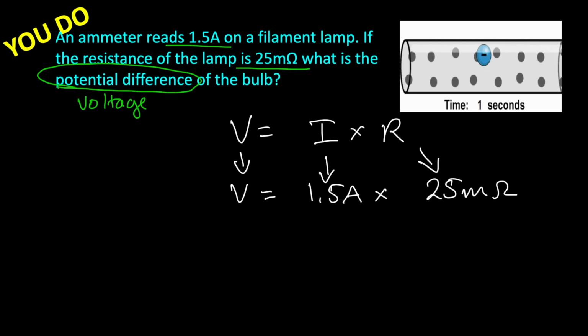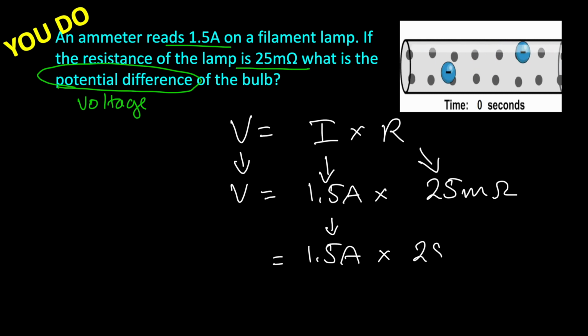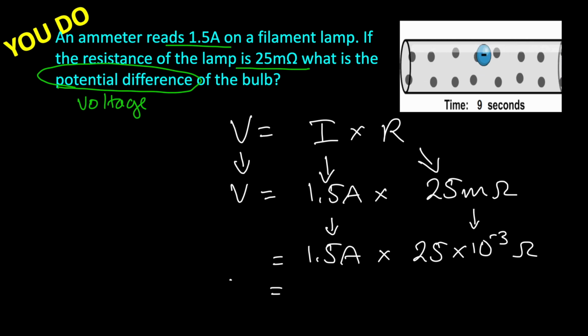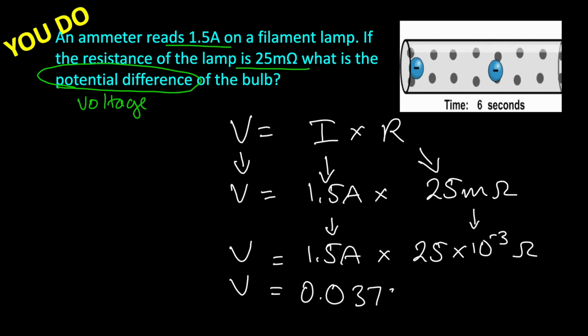Now the trick in this question is to note that it's 25 milliohms. So we need to convert it from milliohms to ohms. So 1.5 amps remains, and milliohms is 25 times 10 to the minus 3. That's what the milli sign means. And we can simply put that into our calculator and we'll find a value for voltage. And now we know that voltage is equal to 0.0375 volts.